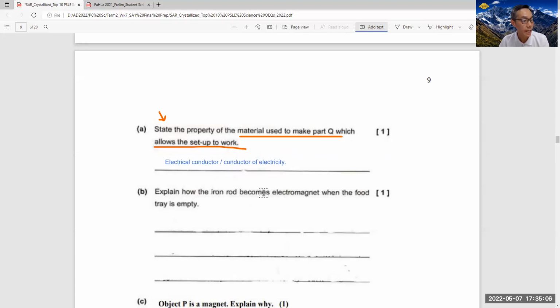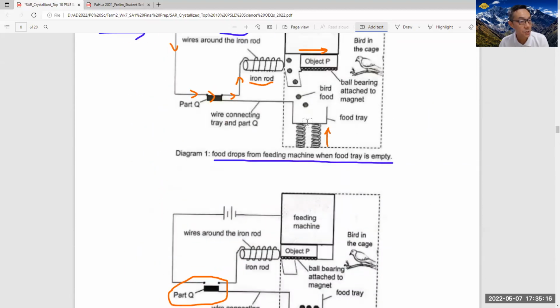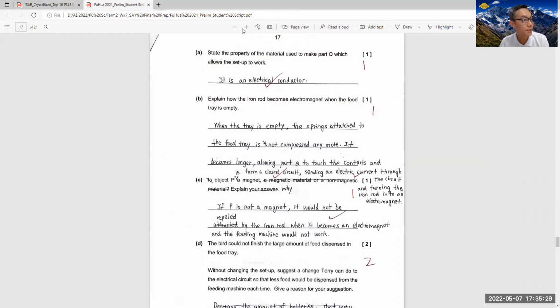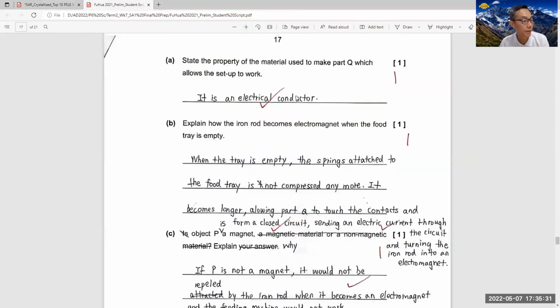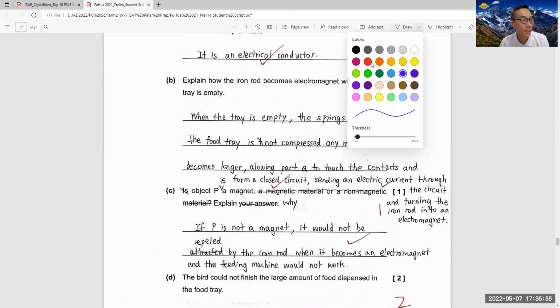Next, explain how the iron rod becomes an electromagnet when the food tray is empty. This is the part which I just mentioned. When the food tray is empty, the spring springs up, forms a closed circuit. So I share with you the answer provided by the student. Can you see this part? This student got the answers correct. So if she can do it, you also can do it.